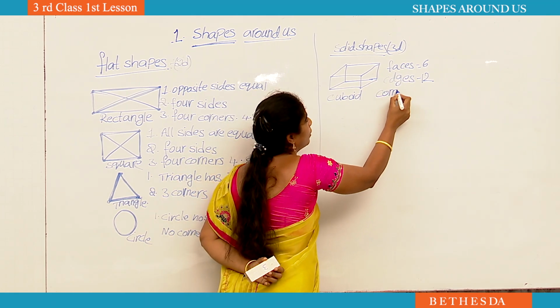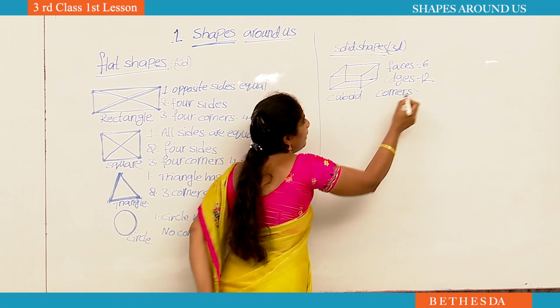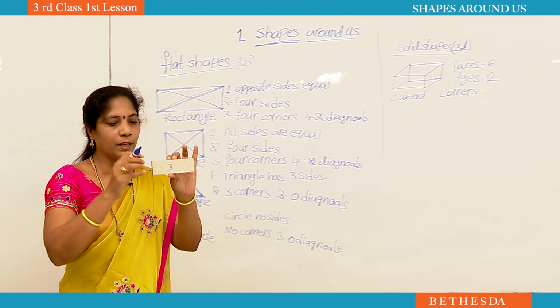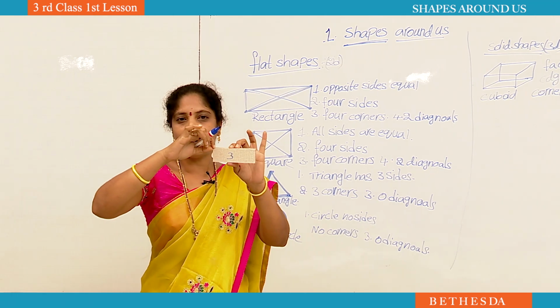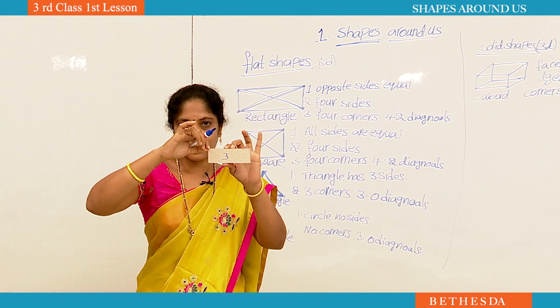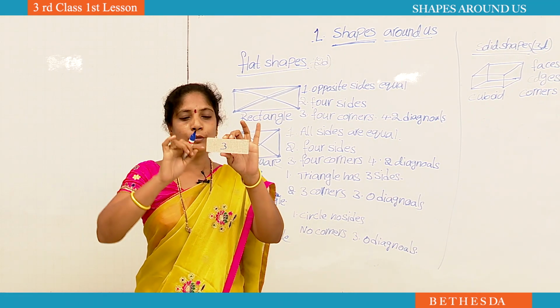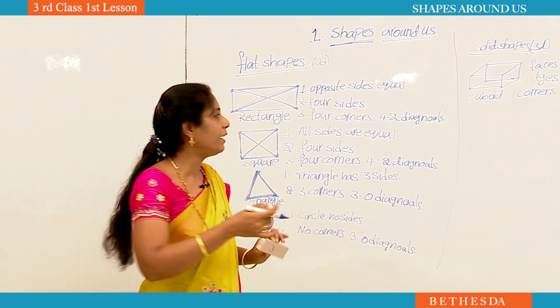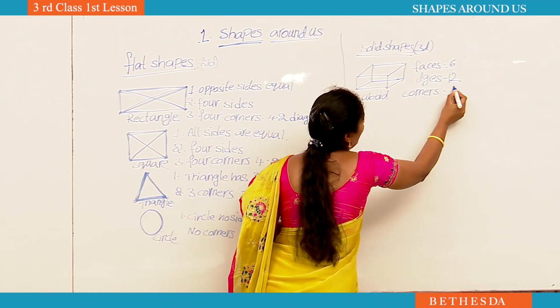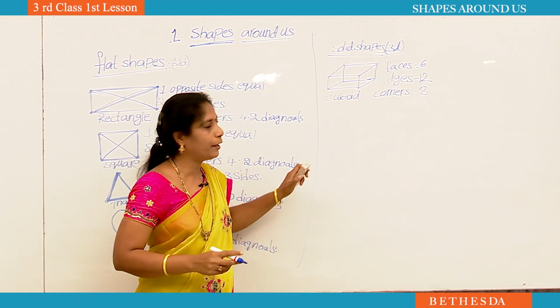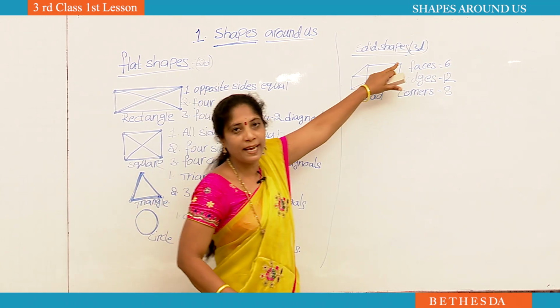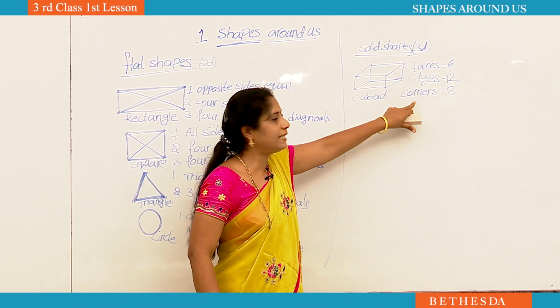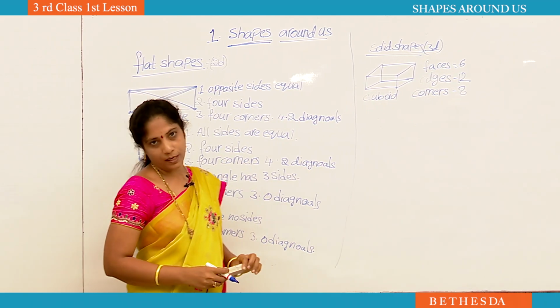Now we have to know corners. How many corners does a cuboid have? You can see here 1. This is called a corner, where 2 sides are meeting. 1, 2, 3, 4, 5, 6, 7, 8. How many corners does a cuboid have? 8 corners. Did you get clarity about this? Cuboid has 6 faces, 12 edges and 8 corners.